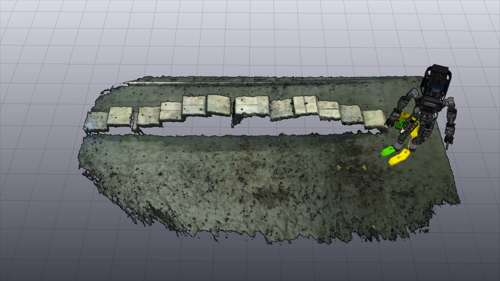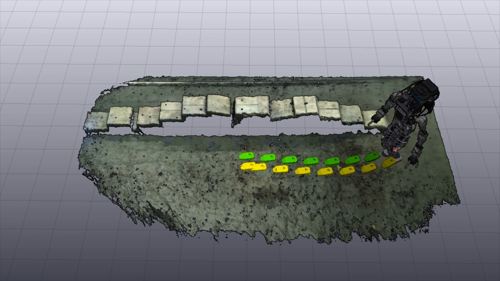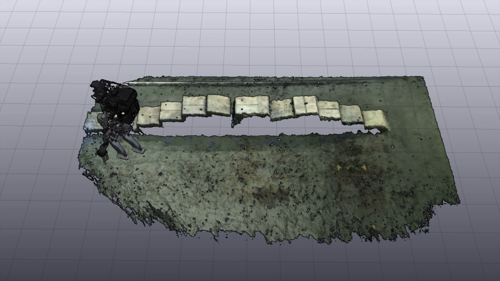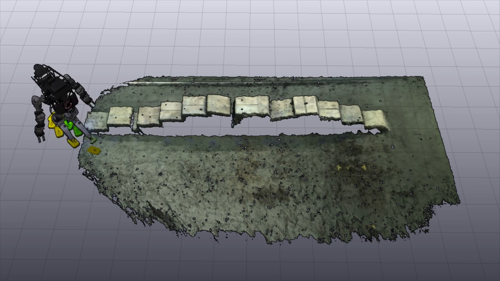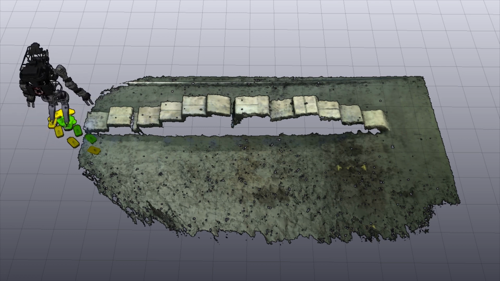Finally, the robot is piloted manually back to the starting location, which demonstrates that the open loop kinematic and inertial state estimation has accumulated only 10 centimeters of state estimation drift.